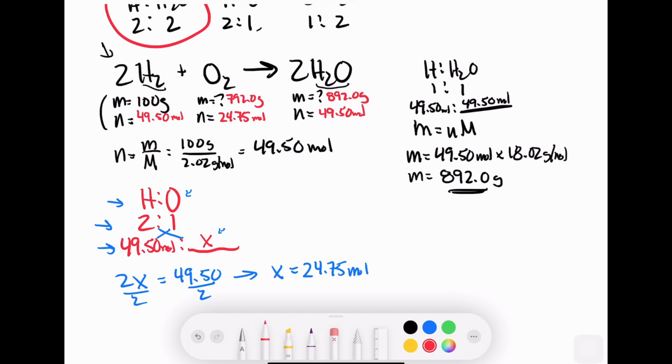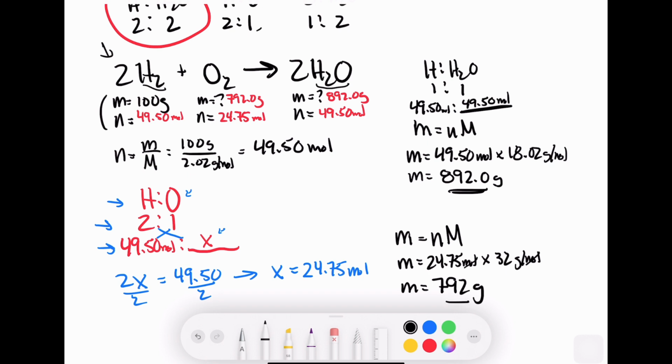And now let's double check this. We've already guessed that it's going to be 792 grams, but let's just work that out for oxygen. Mass will be little n times big M. In this case, 24.75 moles times, what's the molar mass of oxygen? Well, 2 oxygens off the periodic table give me 32 grams per mole. Now my moles cancel here. And I get an answer of, as we guessed, 792 grams.